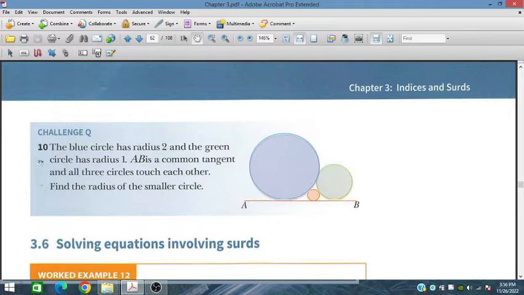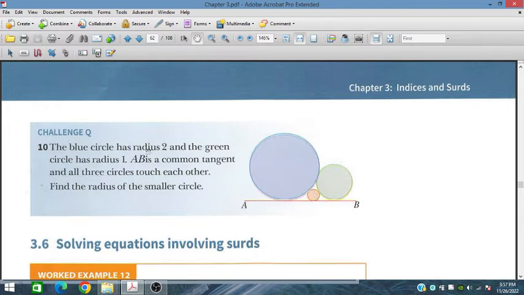In this problem number 10, we are given a blue circle having a radius of 2 units, and a green one with a radius of 1 unit. This blue circle, this green circle, and this very small pink circle have a common tangent on this line AB, and they are all touching each other as well. The radius of the larger one and the medium one is given, and we have to find the radius of this smallest circle.